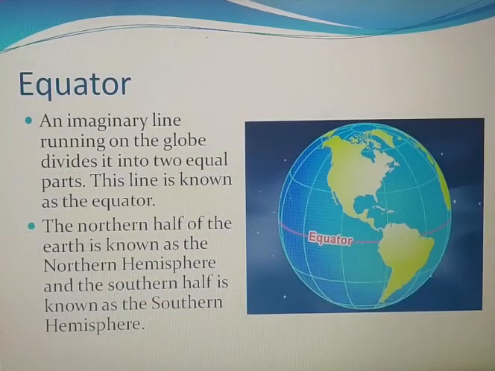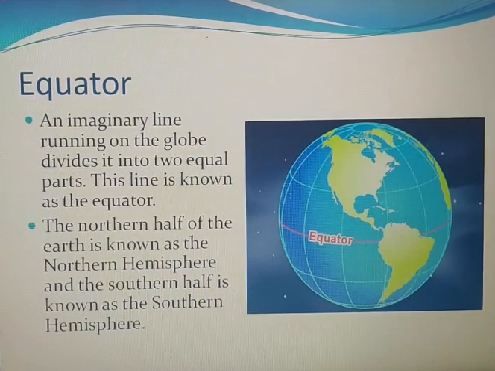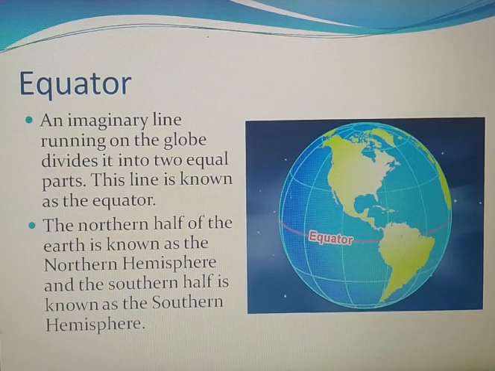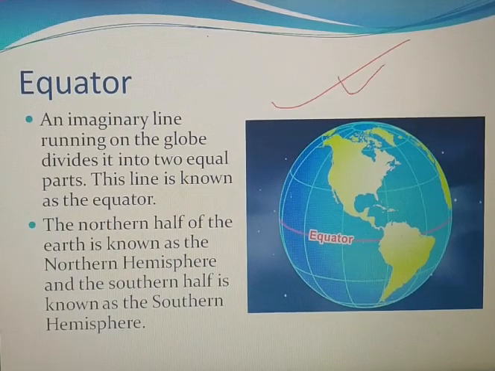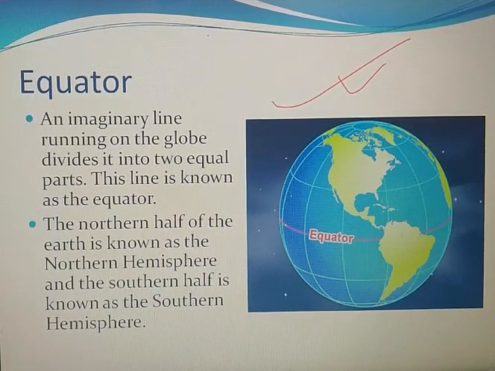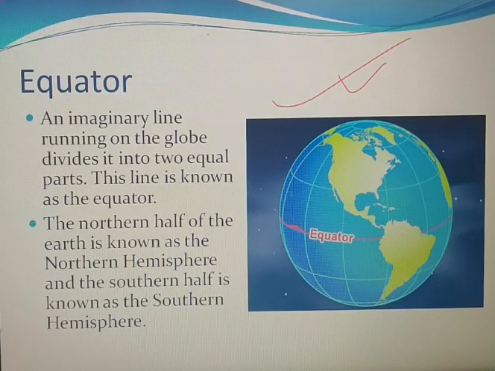Now let's go further to this chapter. The next topic that we're going to study is the equator. As I said in the part of latitude also, the equator is an imaginary line that divides the earth into two equal halves. Look at this picture. In this picture also you can see the equator very easily. This one, the line that is drawn in the middle. It is an imaginary line.